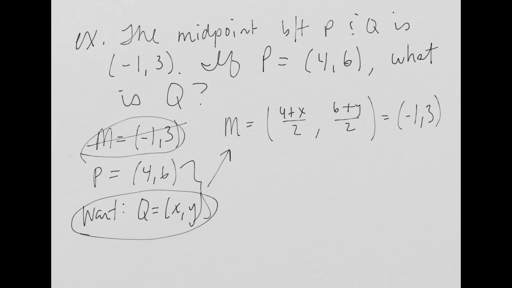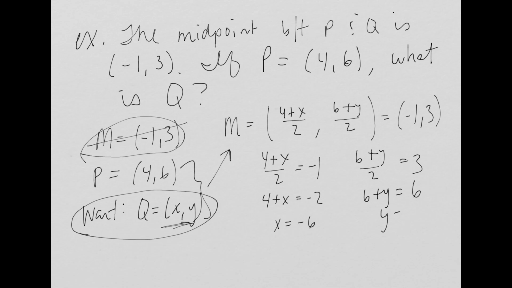I'm trying to solve for x and y, so let's set each one of these equal. So I have (4 plus x) over 2 is negative 1, and (6 plus y) over 2 is 3. So I just set my two coordinates equal to each other. Looking at the first one, I'm going to solve for x by first multiplying by 2, and then subtracting 4. For my y, I'm going to multiply by 2, and then subtract 6. So Q is (-6, 0). So I've solved for Q by using what the midpoint definition was.